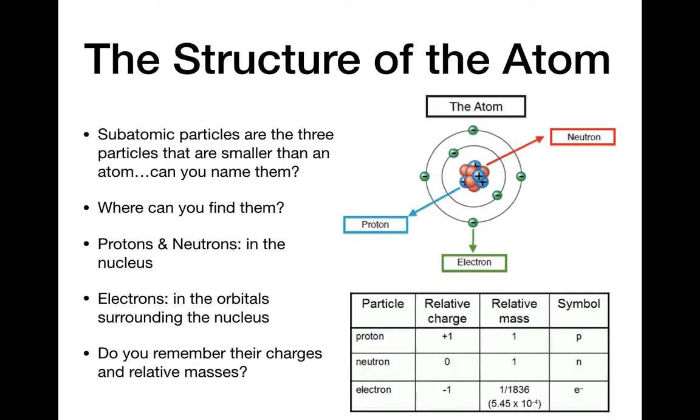Well, protons are positive. Their relative mass is 1, and the symbol is a little p. Neutrons have a neutral charge, relative mass of 1, and the symbol is a small n. Electrons are negative. Their relative mass is 1/1836th the mass of a proton or a neutron. Very, very light compared to how much a proton or neutron weighs, and their symbol is e with a little negative sign. I usually write my proton p with a little positive sign, showing the charge.